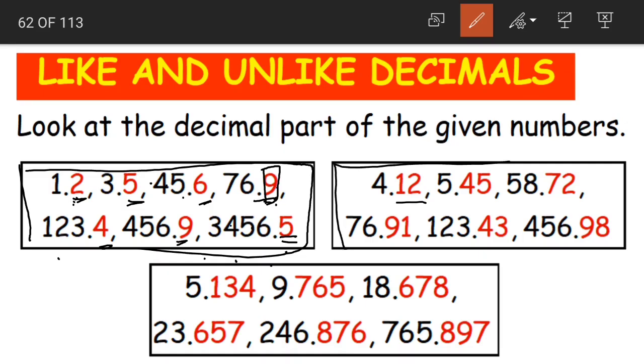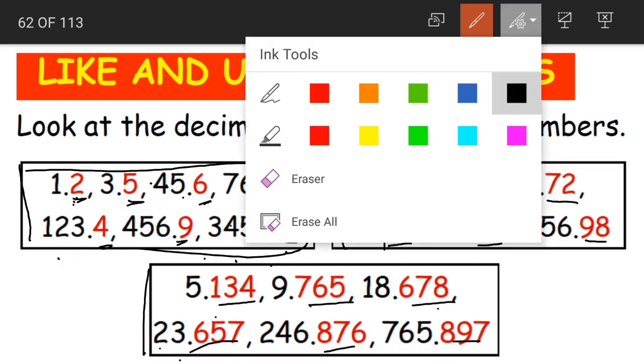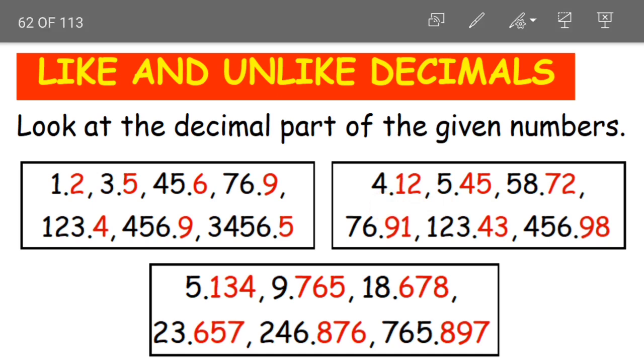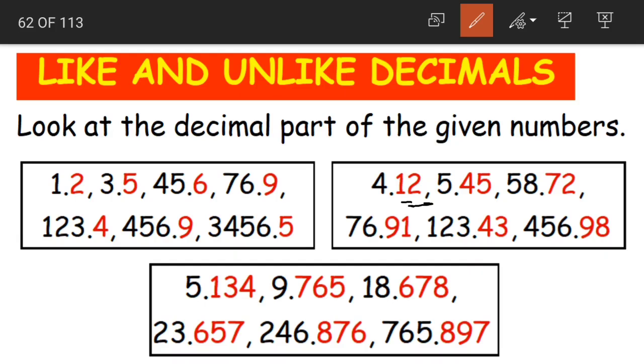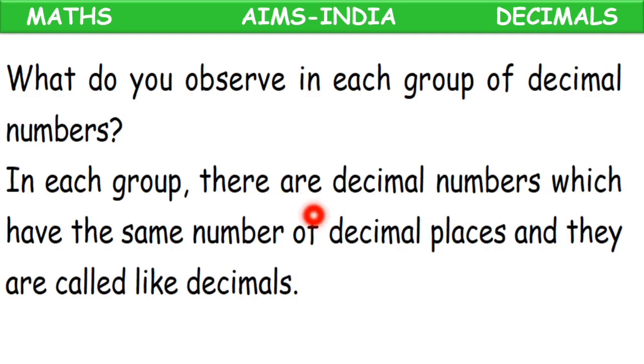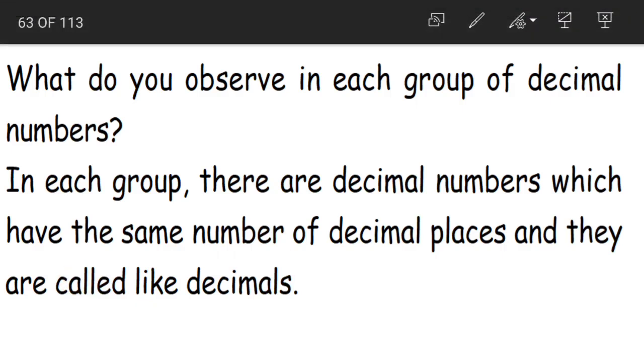Coming to box 2, all the given numbers have only two decimal places. Coming to box 3, the given set of decimal numbers have three decimal places. What did we observe from this? That the set of numbers have the same number of decimal places. That means the number of digits after the decimal point is the same. We observe that in each group there are decimal numbers which have the same number of decimal places, and they are called like decimals.